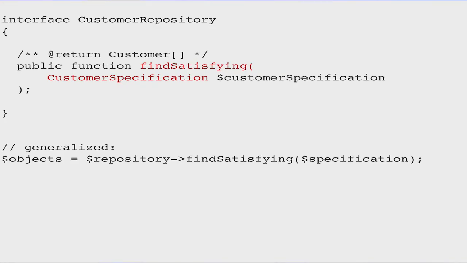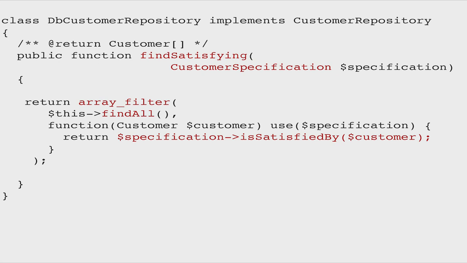Okay, so if you remember, we need to make this list of premium customers. We have a customer repository. We already have this specification. So it's actually quite easy. We just add a new method to our customer repository saying find satisfying, using this customer specification. If you implement this, and this is a very naive implementation, then maybe the database customer repository finds satisfying the customer specification. It will loop over all the customers and check for each of them if the specification, the business rule, is satisfied by this particular customer object.